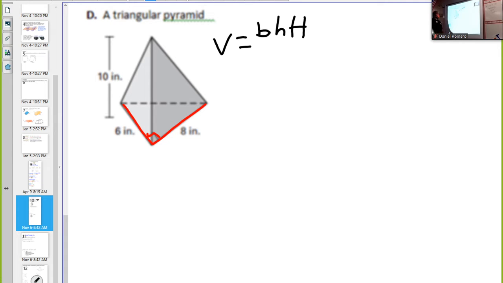6. Most pyramids divide by 3, but I simplified the formula for you. Instead of the triangles and trapezoids, you divide by 6. Alright, so now it's just substitution.